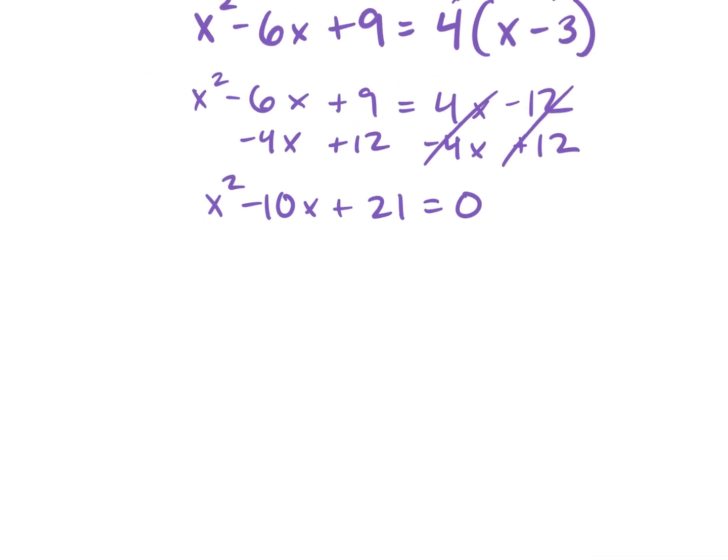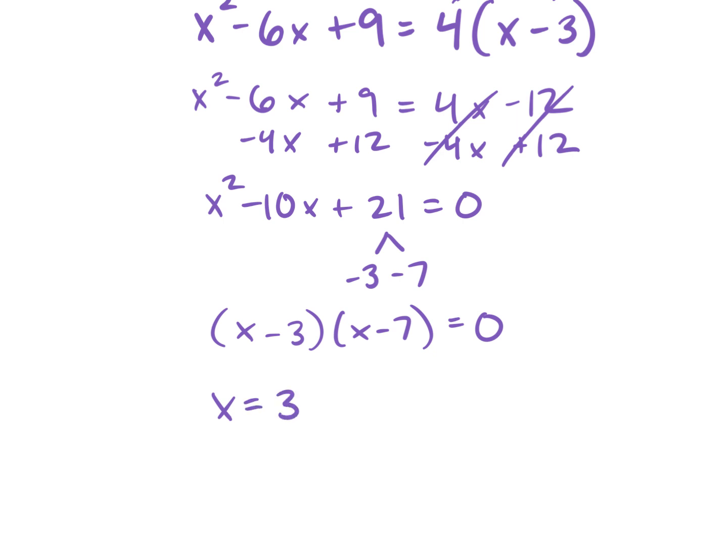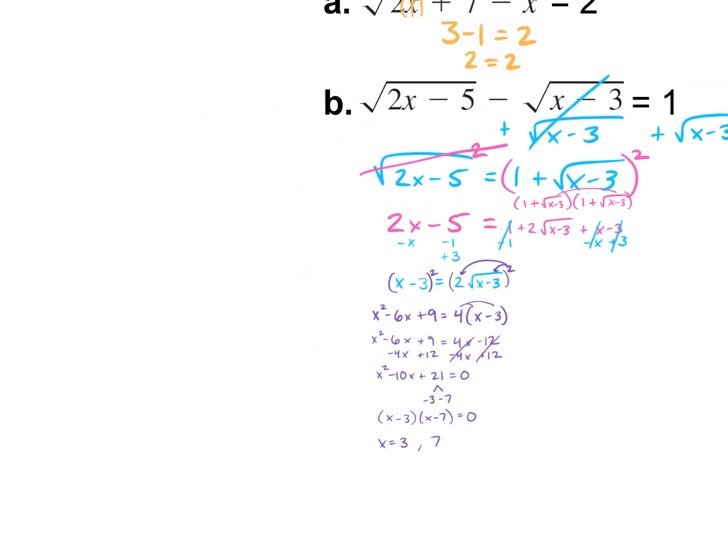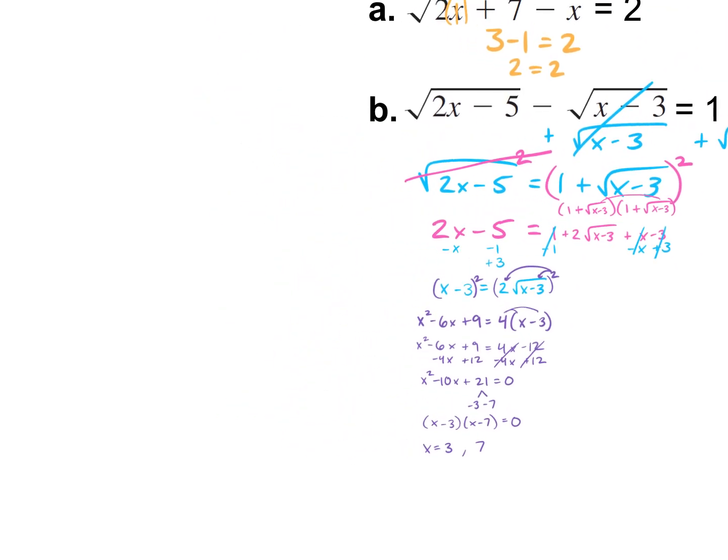Do we have two factors of 21 that add to negative 10? Negative 3 and negative 7. So x minus 3 and x minus 7 equals 0. What does x equal? 3 and 7. We have to plug them in to see if it works. So let's go back to our original question and plug them in. So starting with 3.